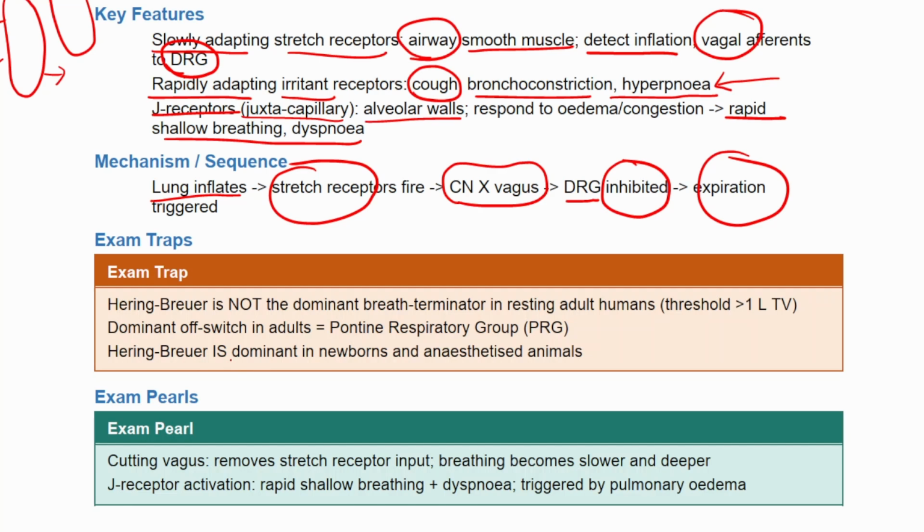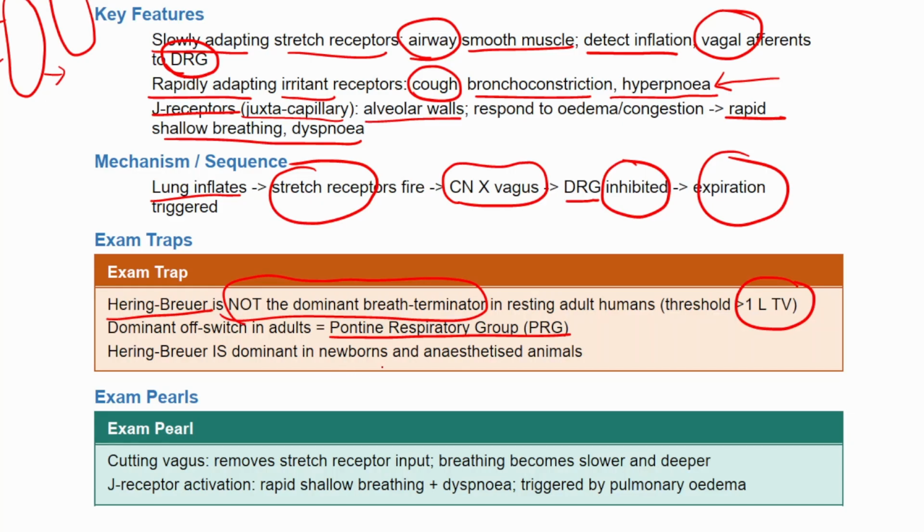Many students mistakenly believe the Hering-Breuer reflex controls every normal breath. The reality depends heavily on age and physiological state. You need to remember the primary off switch to end inspiration is the pneumotaxic respiratory group. This Hering-Breuer reflex stops inspiration via lung stretch receptors to prevent overinflation. That's why this is not a dominant breath terminator. In resting adults, it only activates when the tidal volume exceeds 1 liter. You gotta know, normal resting tidal volume is only 500 ml. If you forget, then refer to the previous section.